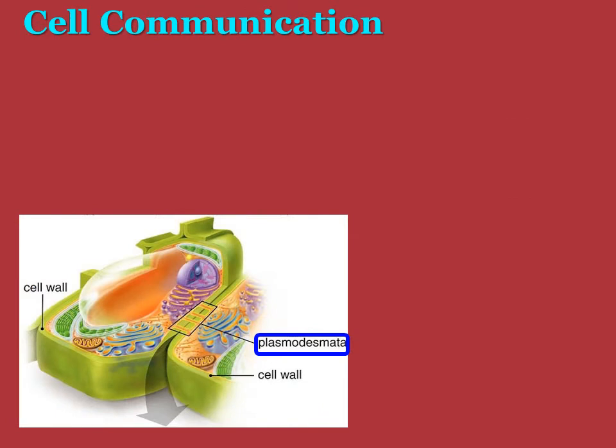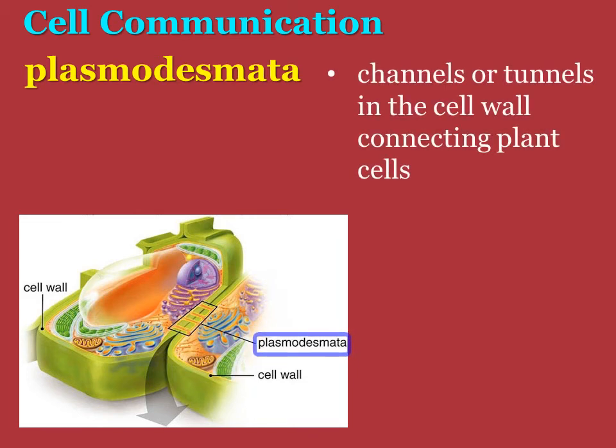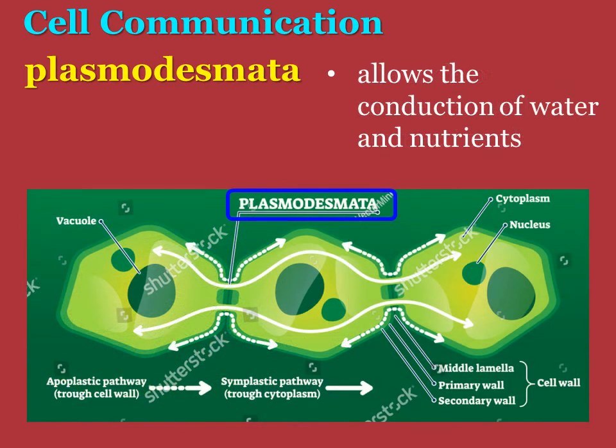How can cells interact with another cell? Since the cells are enclosed within a plasma membrane and sometimes with cell walls, there is a need to communicate with neighboring or adjacent cells. Plasmodesmata are channels or tunnels in the cell wall connecting plant cells. It allows the conduction of water and nutrients, and in some cases spreads disease.